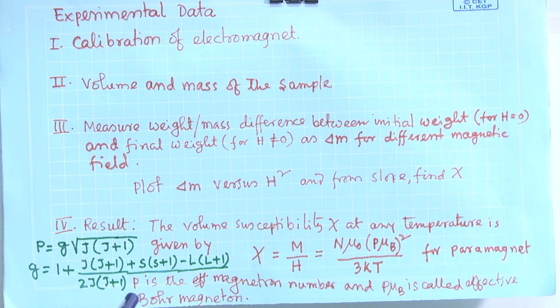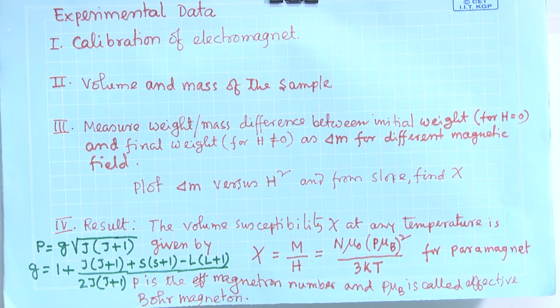So, one can find out the theoretical value. For aluminum, what will be the magnetic moment theoretically? Theoretically, P is equal to G times the square root of j(j+1). And G is the Landé factor, 1 plus [j(j+1) + s(s+1) - l(l+1)] divided by 2j(j+1).